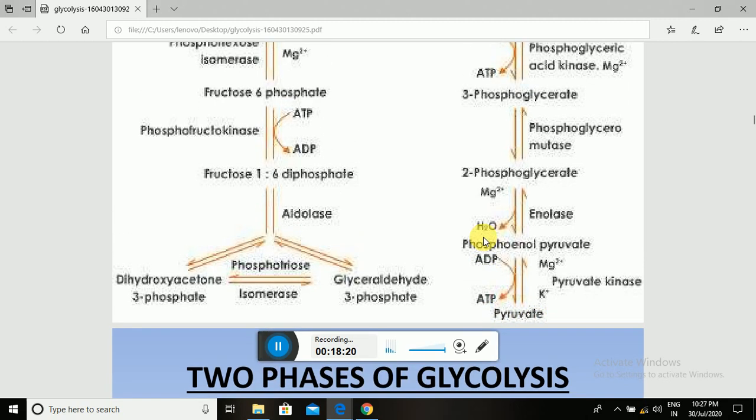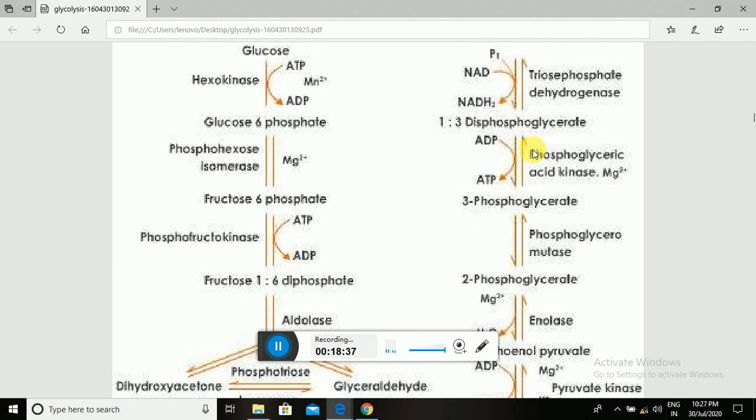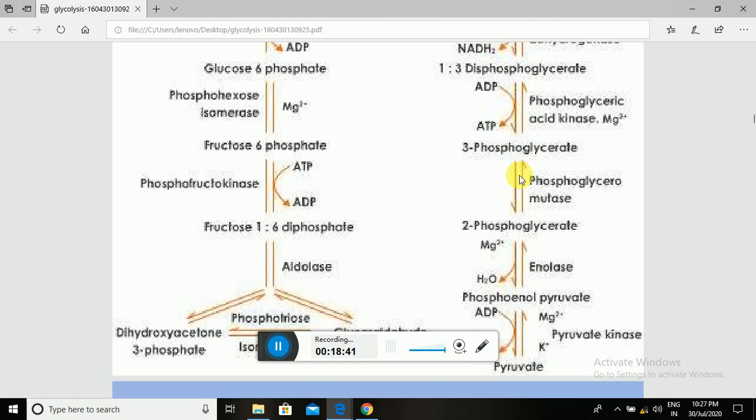So from one glyceraldehyde 3-phosphate, one NADH2 and 2 ATP are synthesized. Also the dihydroxyacetone phosphate is converted into glyceraldehyde 3-phosphate, and the same reaction is carried out, synthesizing 1 NADH2 and 2 ATP. So totally 2 NADH2 and 4 ATP are synthesized.